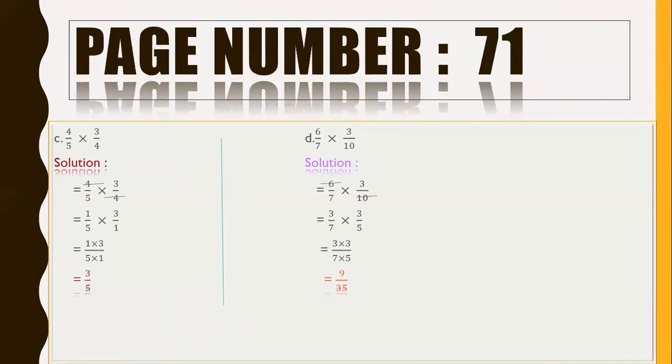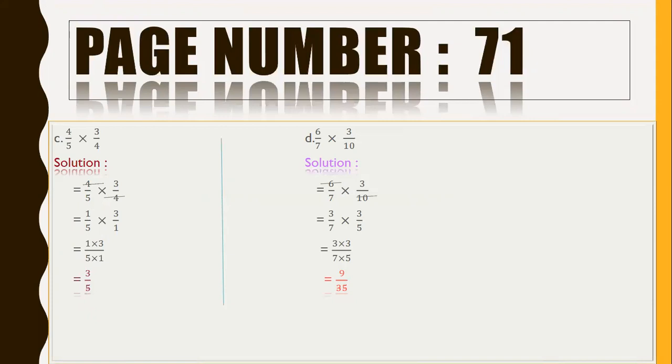Here we can cancel 6 and 10. You cannot cancel 3 and 6 because they both are in the numerator. 6 and 10 we can cancel because one is in the numerator and the other one is in the denominator.